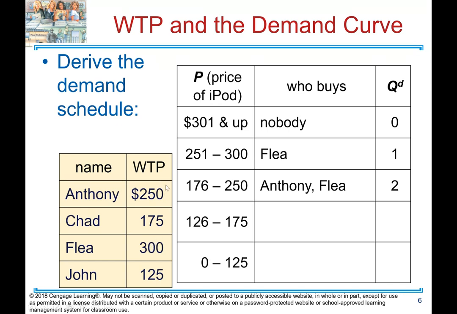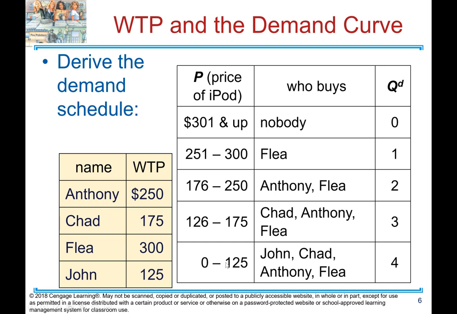When the price is between $176 and $250, Anthony and Flea will be in the market. Anthony's willingness to pay is $250. Flea's willingness to pay is $300. So these two will buy an iPod. When the price goes down further, Chad, Anthony, and Flea. Now the price goes between $126 and $175, and you'll find that Chad enters the market because Chad's willingness to pay is $175, and the price has declined sufficiently to get Chad in the market.